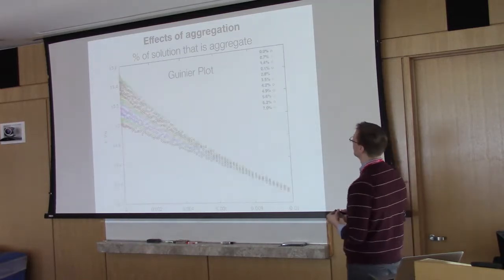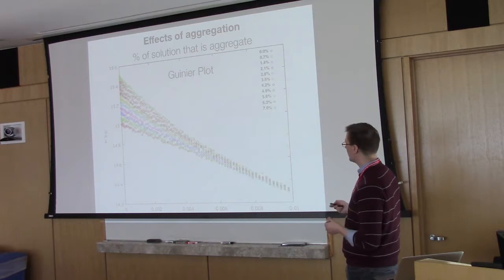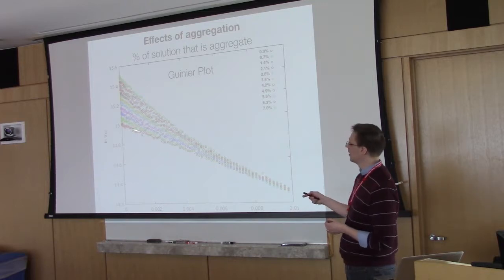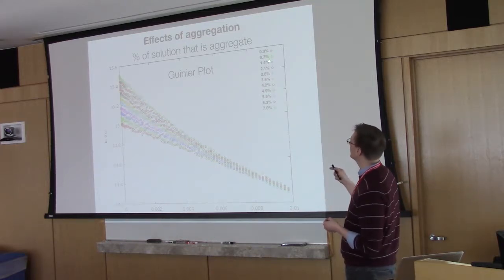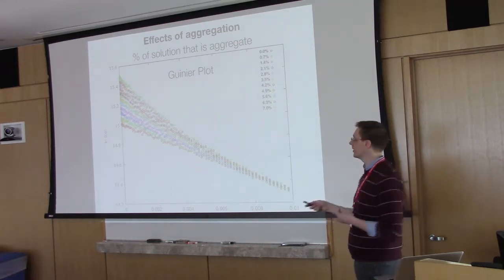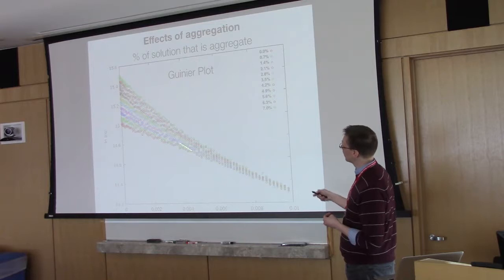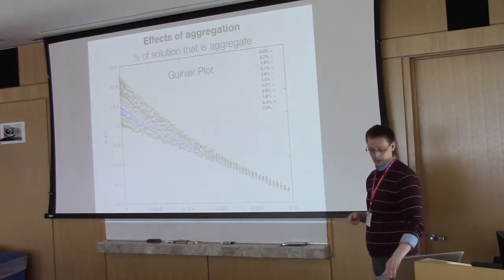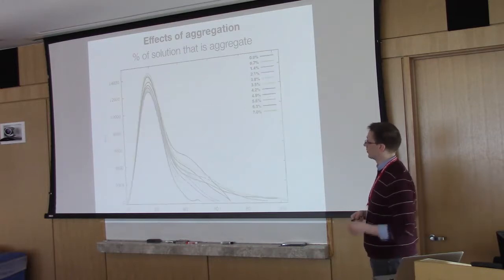So how does this affect a Guinier plot? You can see that our perfect data down at the bottom here in red is nice and linear. And as you increase the percentage of these larger aggregates, you end up with slightly more curved Guinier plots each time. It's also reflected in the pair distribution function.